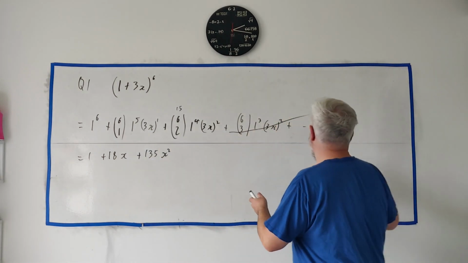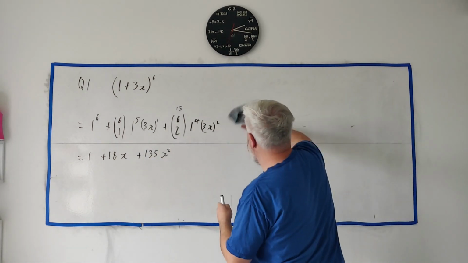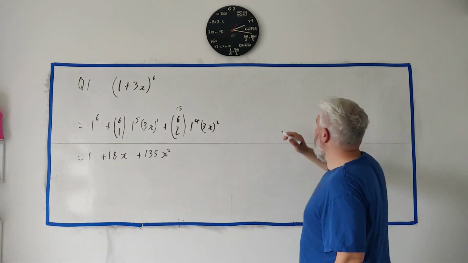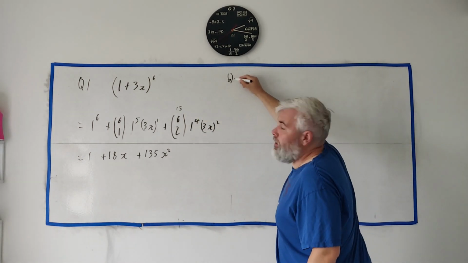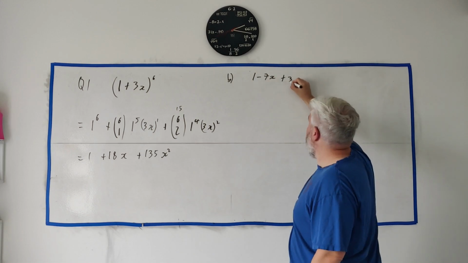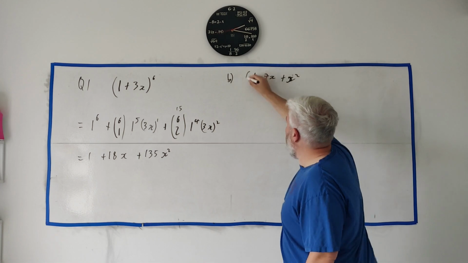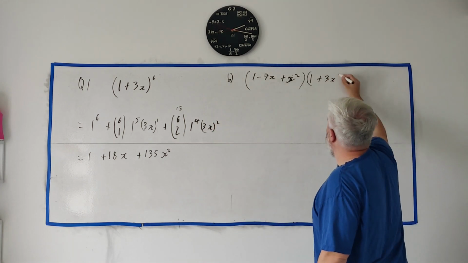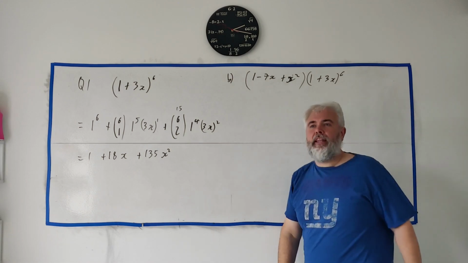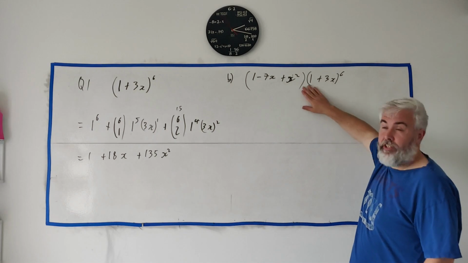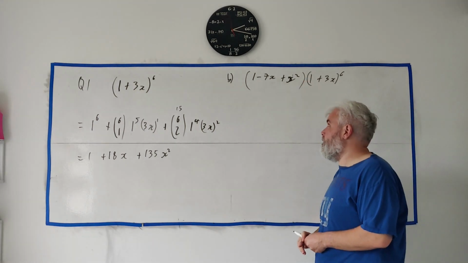Okay, for part B, we're obviously going to go ahead and use this information we found from part A. In part B, they talk about 1 minus 7x plus x squared multiplied by this guy here, (1 + 3x) to the power of 6. And they want us to find the coefficient of the x squared term when we expand that out.